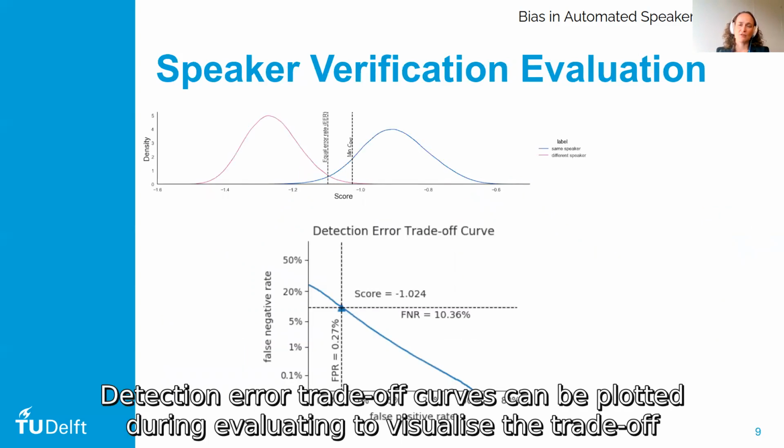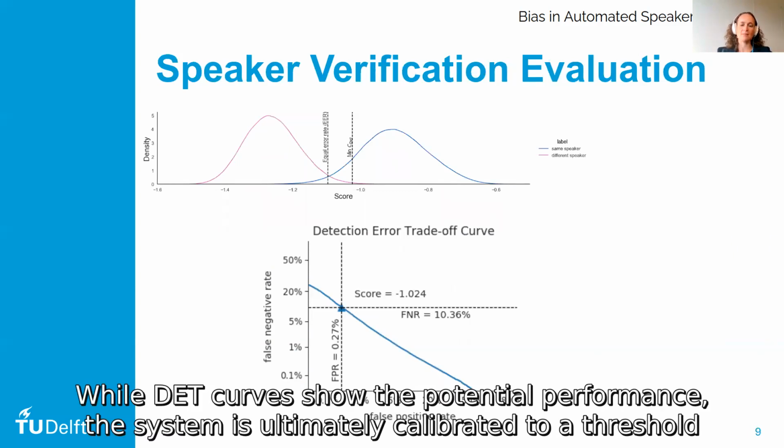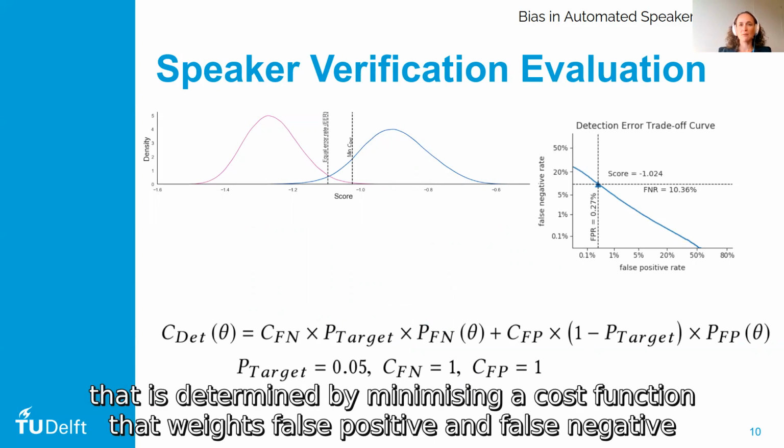Detection error trade-off curves can be plotted during evaluation to visualize the trade-off between the error rates of the two: the false positive, which is on the x-axis, and the false negative, which is on the y-axis. So while the DET or detection error curves show the potential performance, the system is ultimately calibrated to a threshold that is determined by minimizing a cost function that weights false positive and false negative error rates.